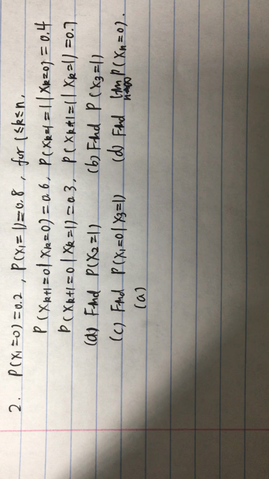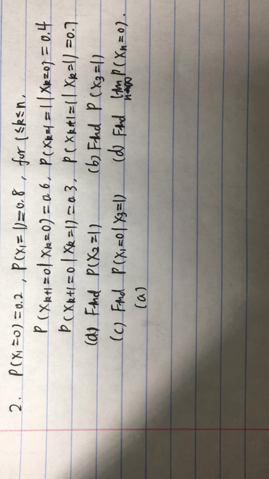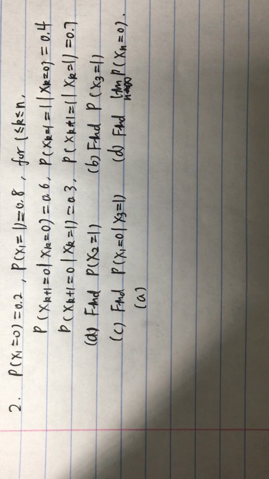Hello everyone, this video is a presentation of homework 2, problem number 2. First, we are given the probability x1 equals 0 is 0.2, and the probability that x1 equals 1 is 0.8. Then we are given 4 kinds of probabilities in 4 different situations, which indicate a relationship between an event and the event next to it.